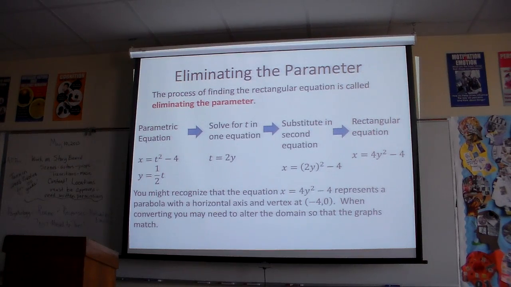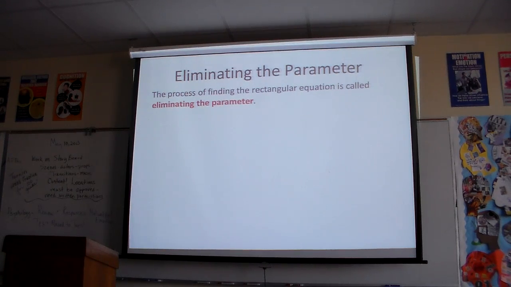Sometimes you have to alter the domains for the graphs to work in certain problems. Alright, so let's look at another one. x is 1 over the square root of t plus 2, and y equals t plus 2 over t plus 1.